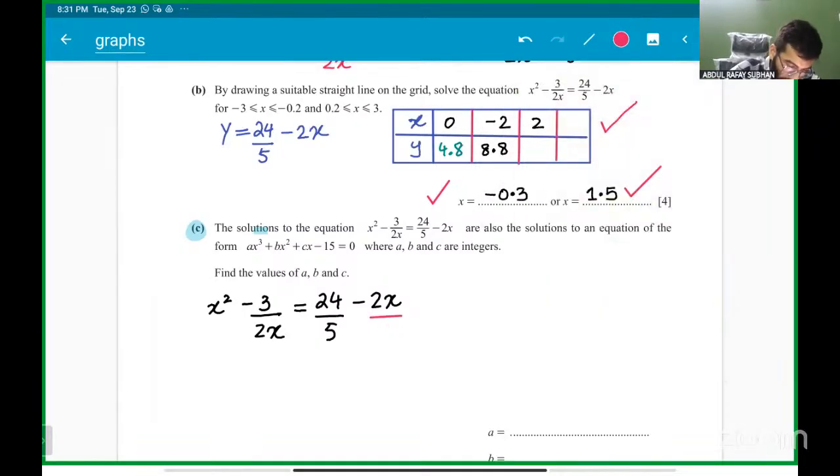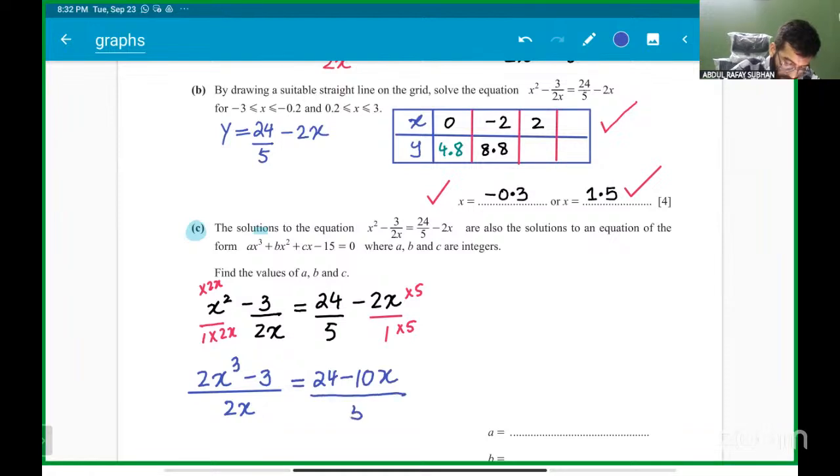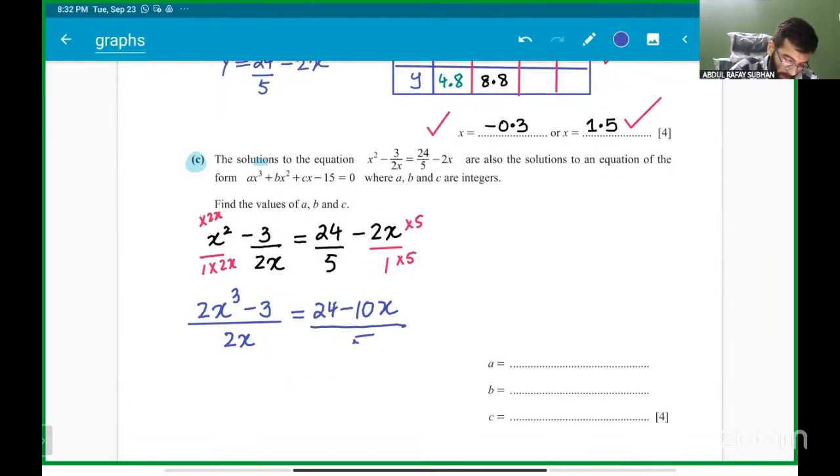It will be 1 times 5 and it will be 1 times 2x times 2x as well here. So that should be 2x cubed minus 3 equals 2x equals 24 minus 10x divided by 5. You multiply both of them, cross multiplication, students. Any doubts? Anyone have any questions?